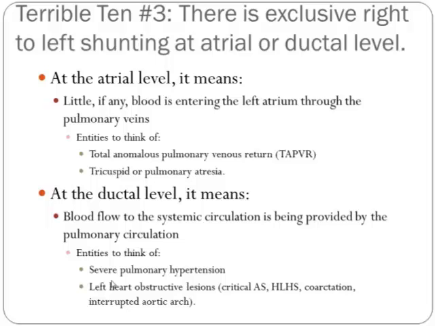Something that should really tip you off that there just might be a serious problem with this baby's heart is if you see just left to right shunting either at the atrial level across the patent foramen ovale or at the ductal level. And we've already talked a little bit about right to left shunting at the ductal level, but let's touch on the atrial level for a minute.